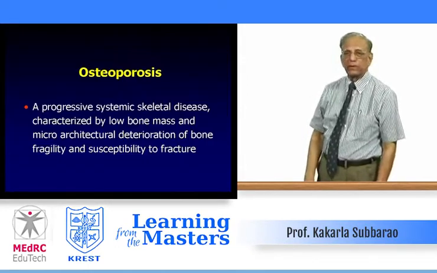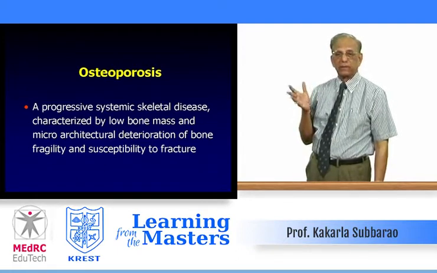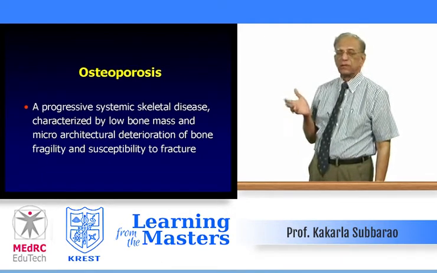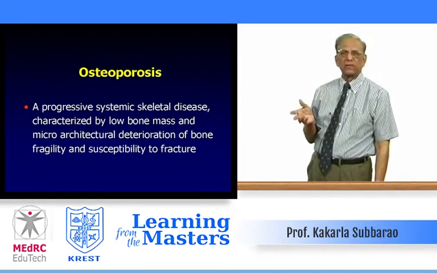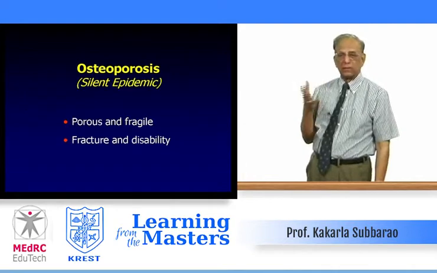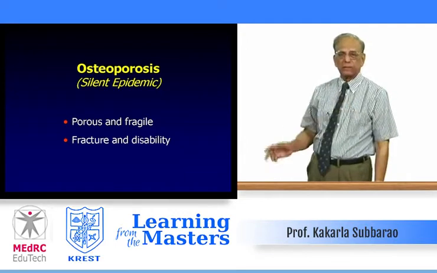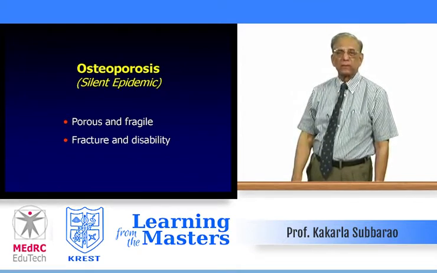Now we come to the important entity, osteoporosis. Osteoporosis is an epidemic, frankly, particularly in women and older people. A progressive systemic skeletal disease characterized by low bone mass and microarchitectural deterioration of bone, with bone fragility and susceptibility to easy fractures. It is a silent disease, as I said, a silent epidemic. Porous and fragile, fractures and disability. The morbidity is much more. Mortality is not really a sequel of osteoporosis, except because of the complications.